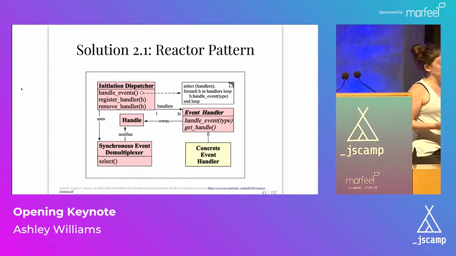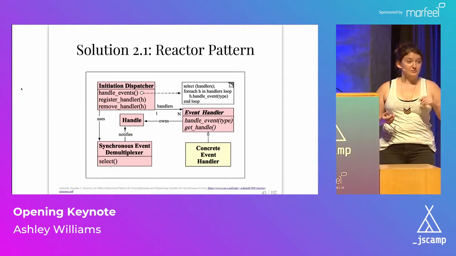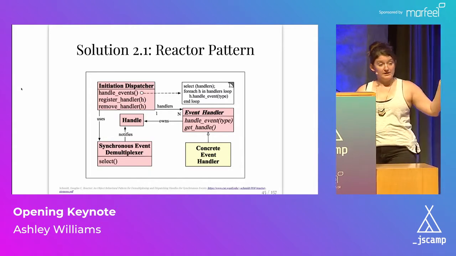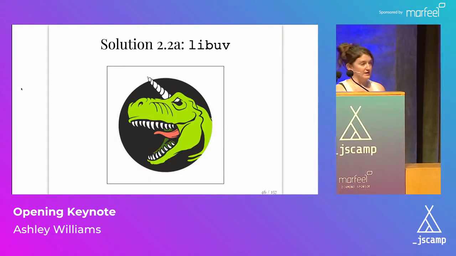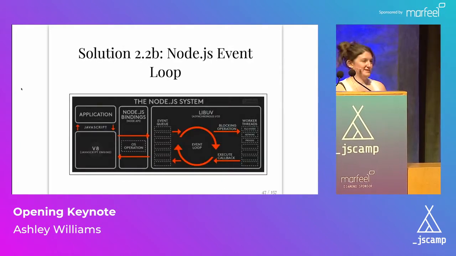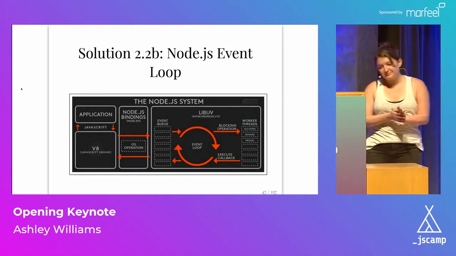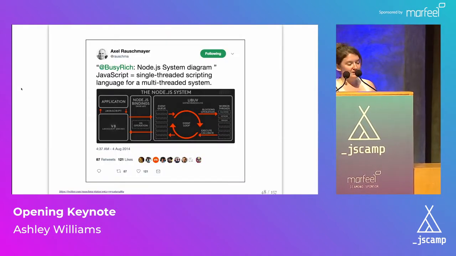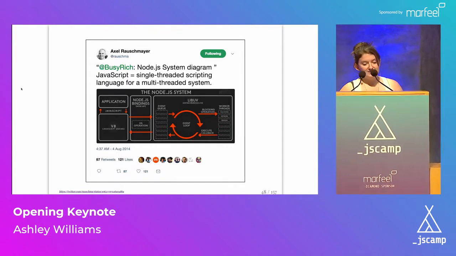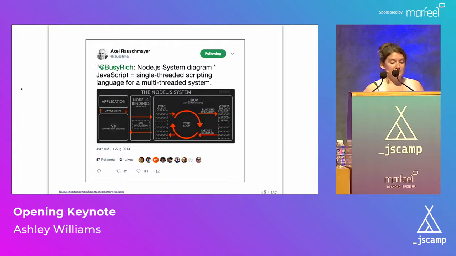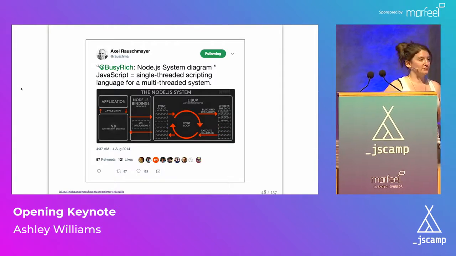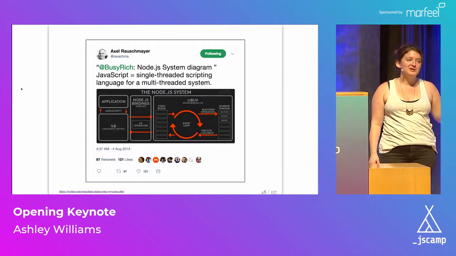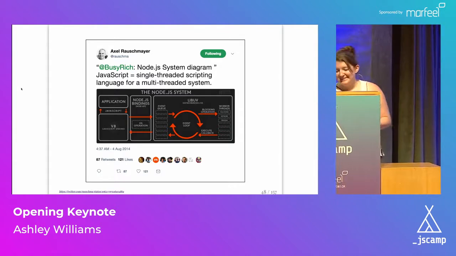And so what he ended up coming up with was this idea of the reactor pattern. So this is the original diagram of the reactor pattern from the paper that announced it. But you might know it better as libuv, or this thing, our lovely event loop here. And so this was Ryan's response to trying to deal with threads, which Axel tweeted as, the Node.js system diagram is a single-threaded scripting language for a multi-threaded system. Whenever I teach Node, I love saying, I know we think it's single-threaded, but under the hood, it's really multi-threaded. It's just true.